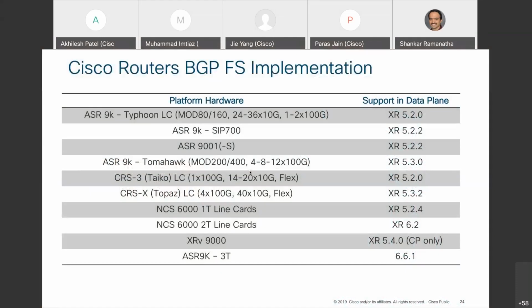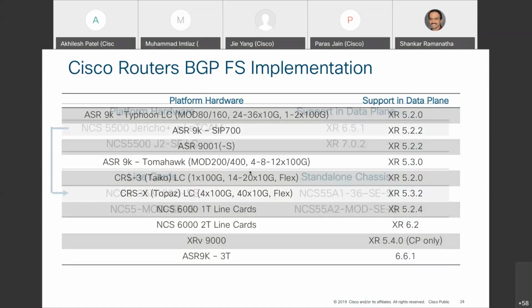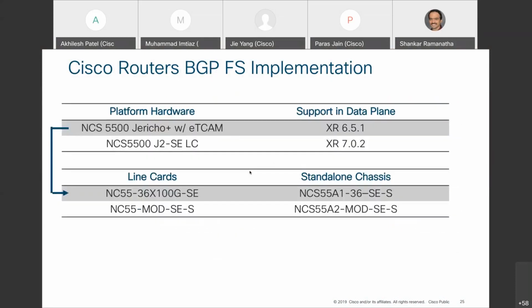So coming to the part of what is supported on what platform. These slides are pretty self-explanatory: BGP FlowSpec is supported from which release on which platform. I'll just skip through this part mostly. One important point here for the NCS 5500, like I mentioned earlier, not all the platforms support that. Only Jericho Plus or SC-based platforms support BGP FlowSpec, because you need additional TCAM resources, and we'll talk about those TCAM resources as well.